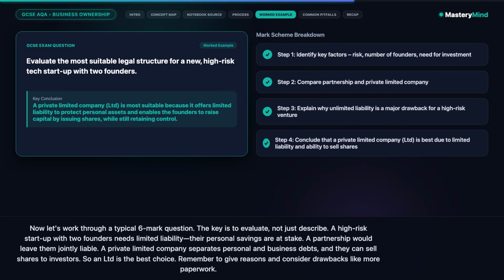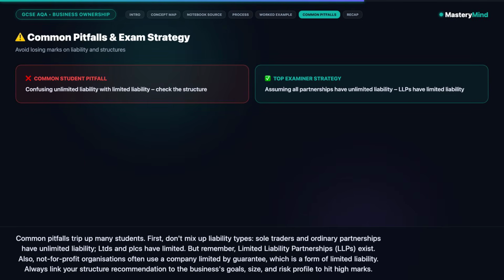Common pitfalls trip up many students. First, don't mix up liability types. Sole traders and ordinary partnerships have unlimited liability, LTDs and PLCs have limited. But remember, limited liability partnerships, LLPs, exist. Also, not-for-profit organizations often use a company limited by guarantee, which is a form of limited liability. Always link your structure recommendation to the business's goals, size, and risk profile to hit high marks.